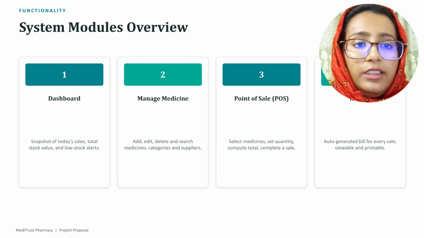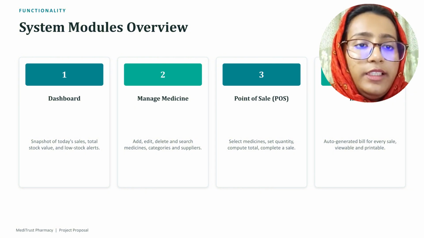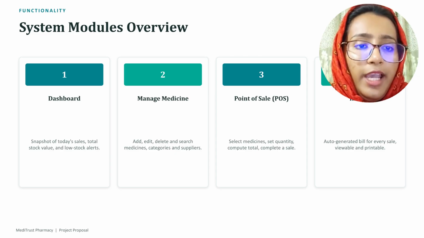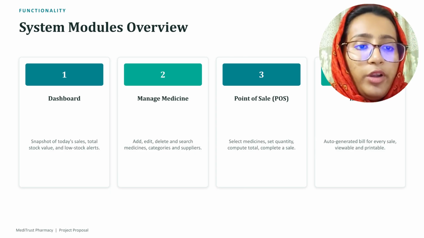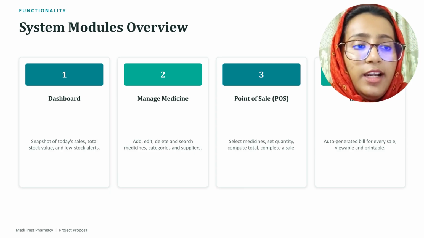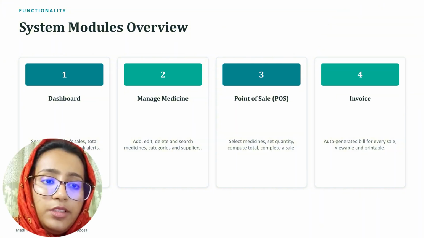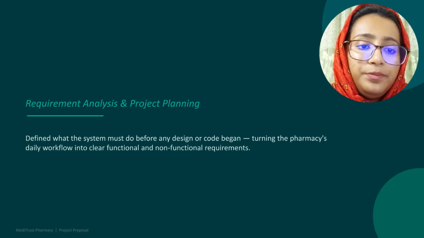System modules. The system contains 4 main modules. The first module is the dashboard, where the admin can see the total sales and stock information. The second module is manage medicines, where medicines can be added, updated, deleted, or searched. The third module is the point of sale, where medicines are selected and sold. The fourth module is invoice, where a bill is automatically generated after each sale.